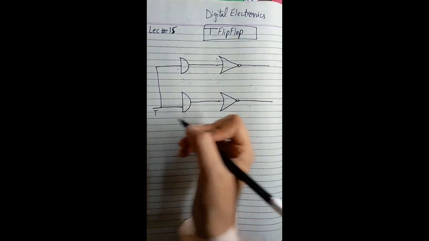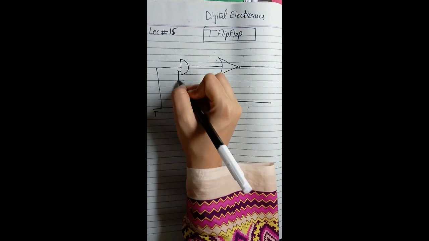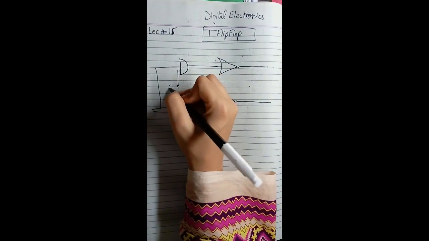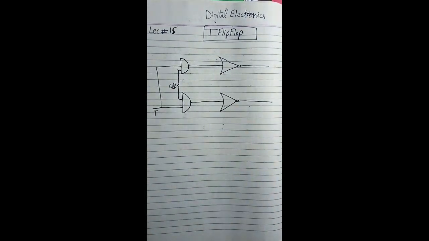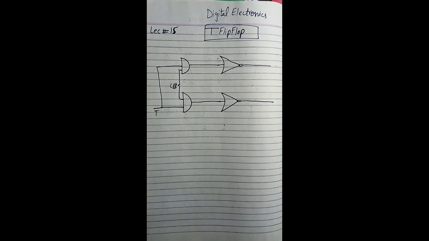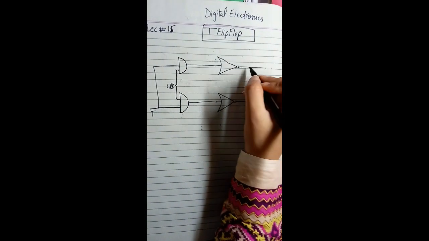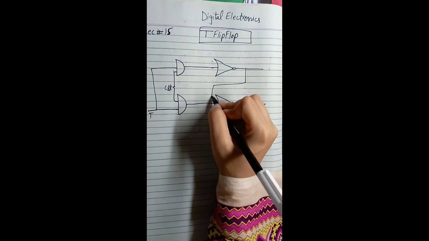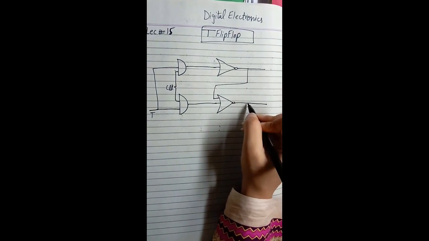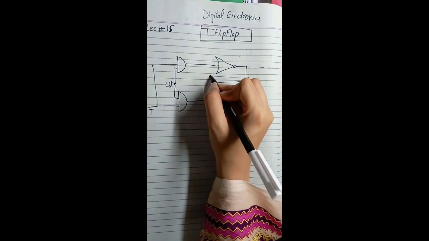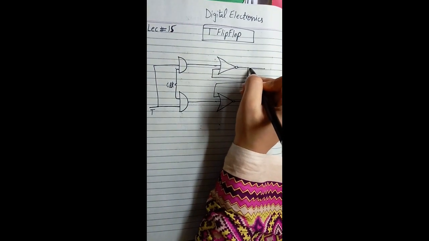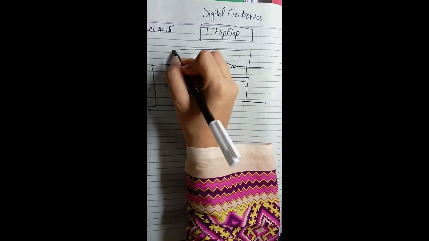Like this, we will have the clock. Now these outputs are connected with the NOR gate as input, like this, and these outputs are also the input of the AND gate.